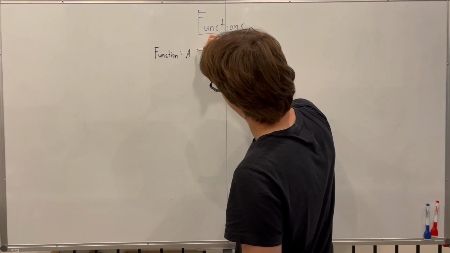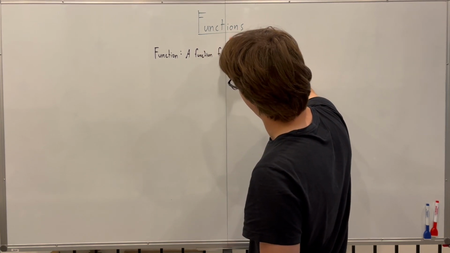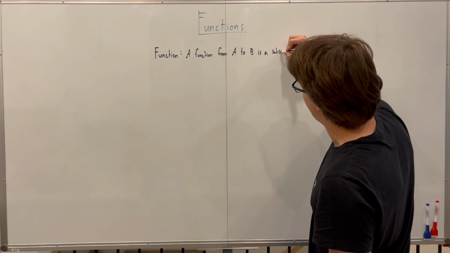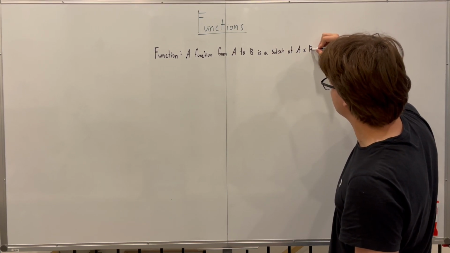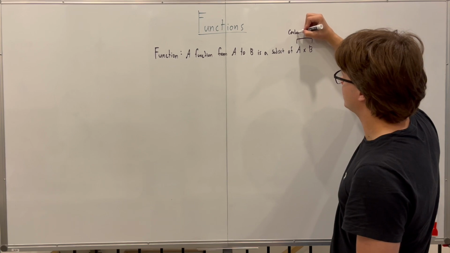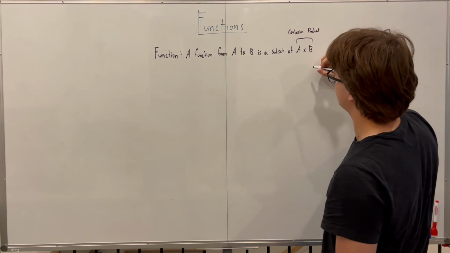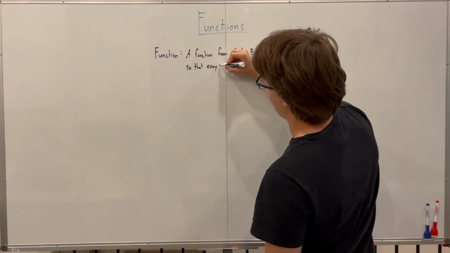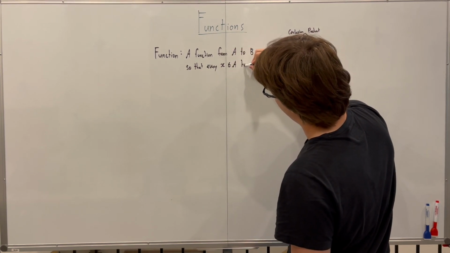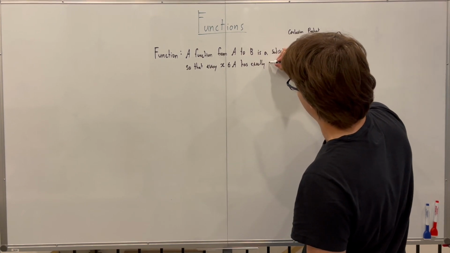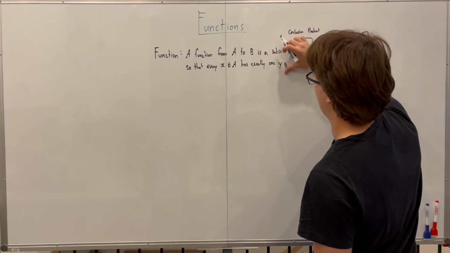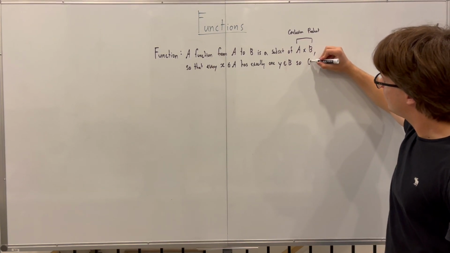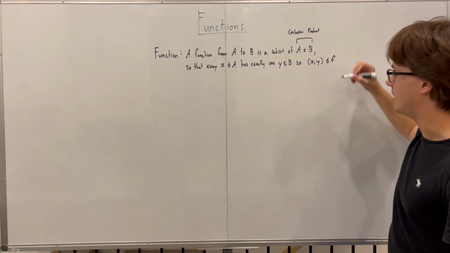So a function from A to B is a subset of A crossed with B, where this is going to be a Cartesian product, so that every element in A, we'll just call that x, every x in A has exactly one element in B, which we'll just call some general element y. So the ordered pair (x, y) is in f.